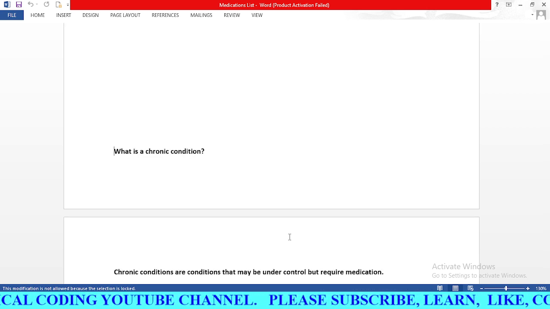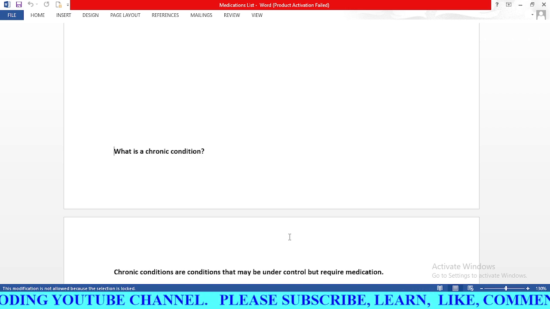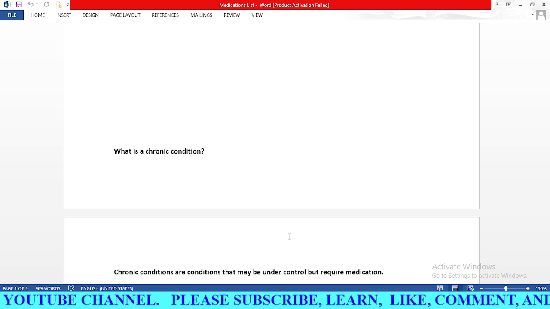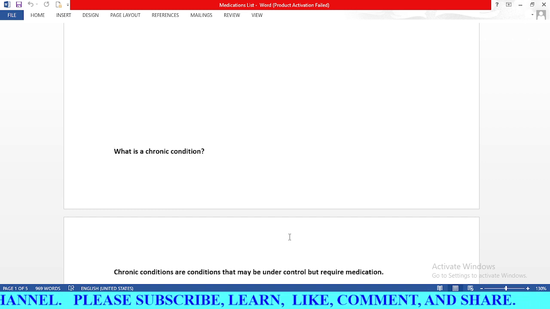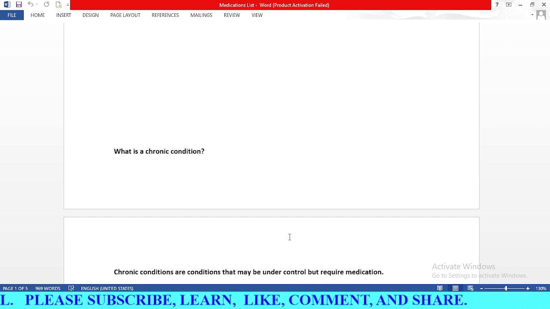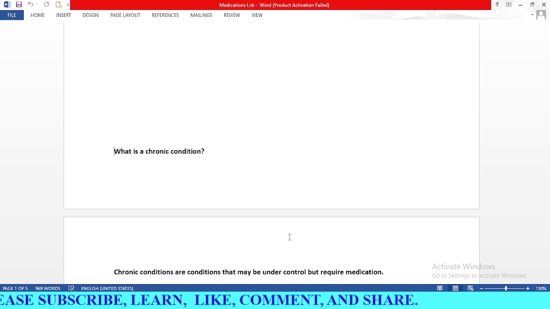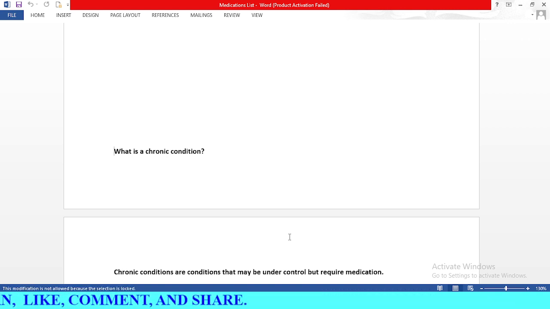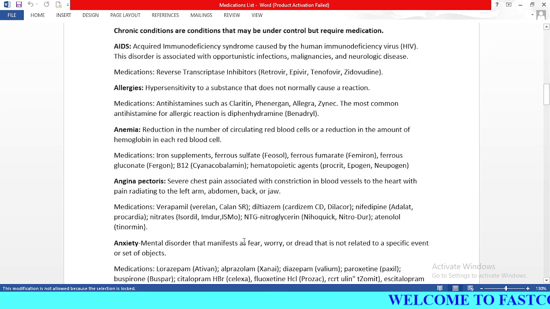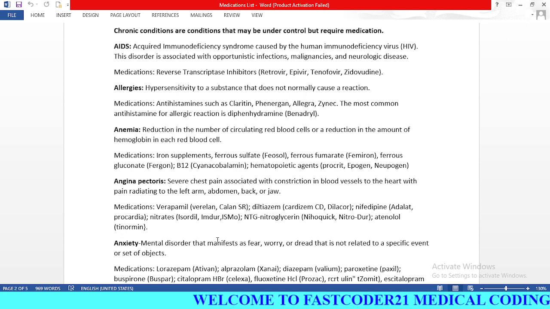Before learning common medications for chronic conditions, we need to know what a chronic condition is. Chronic conditions are conditions that may be under control but require continuation of medications and also continuous monitoring of medication treatment. So here are the most common chronic conditions a medical coder may find in our documentation or reports.